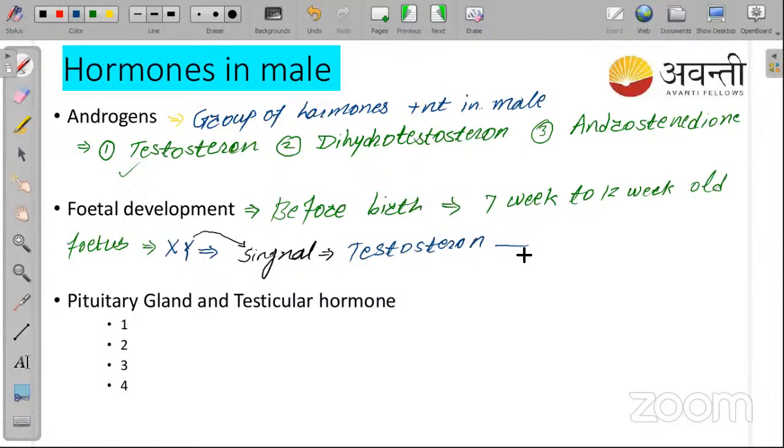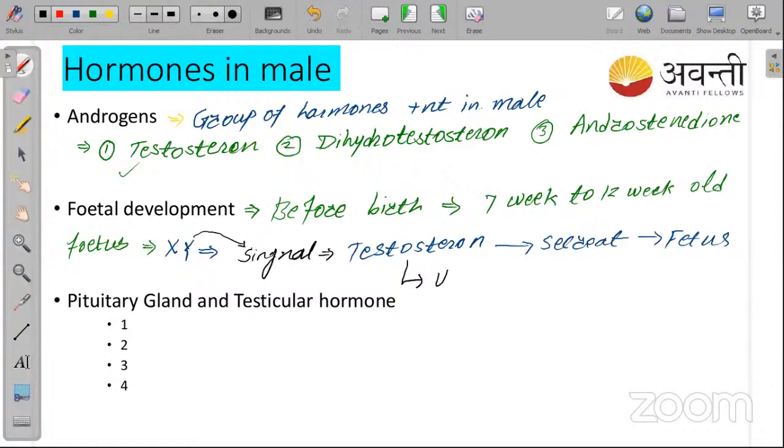Testosterone gets secreted in the fetus. Okay, ठीक है, ये fetus में secrete होगा. अब क्या होता है? After that, this testosterone is responsible for the development of reproductive organs in the fetus body.